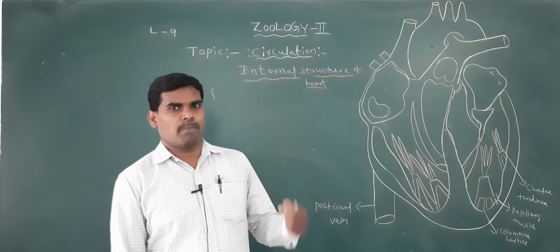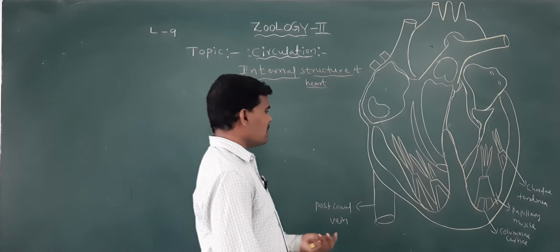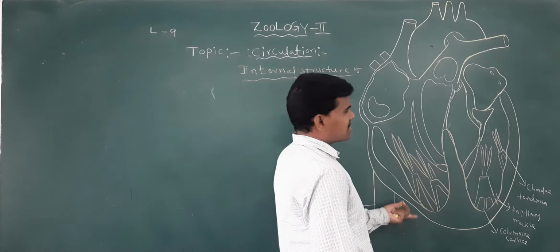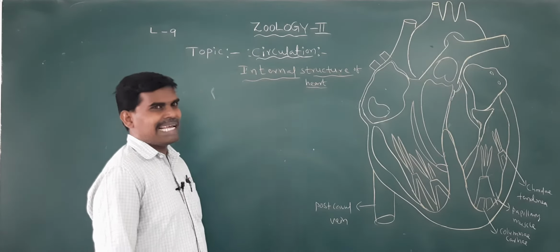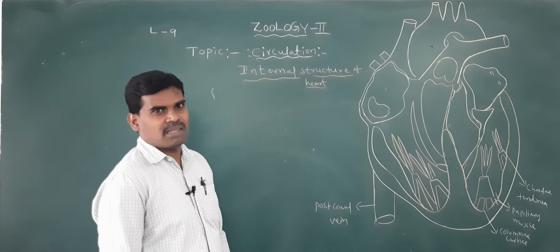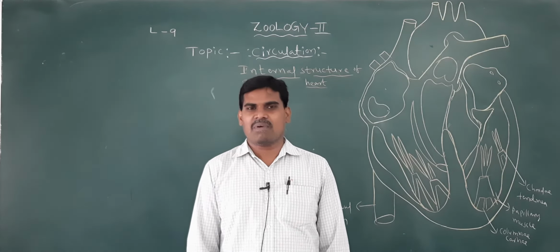So, blood pumping. First of all, this is the internal structure of the heart. First, we look at the external structure, the external morphology of the heart.